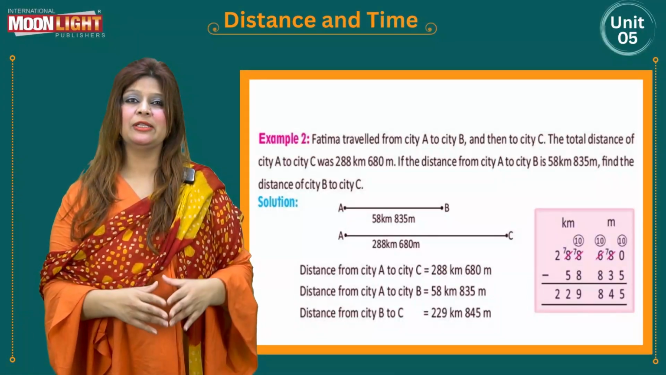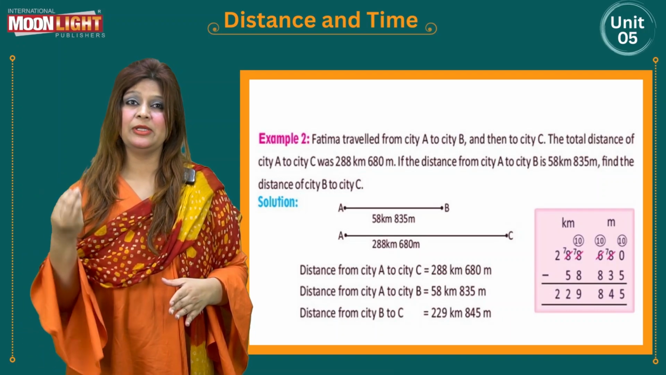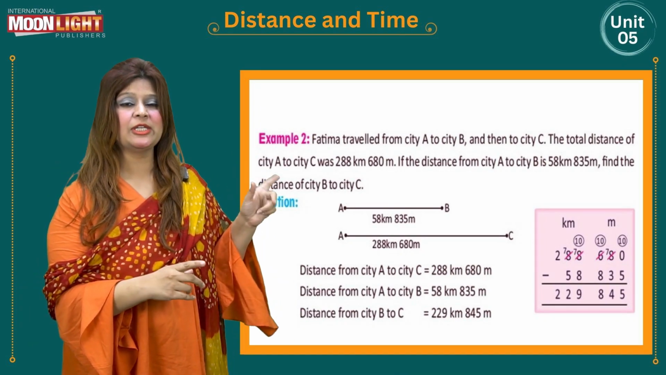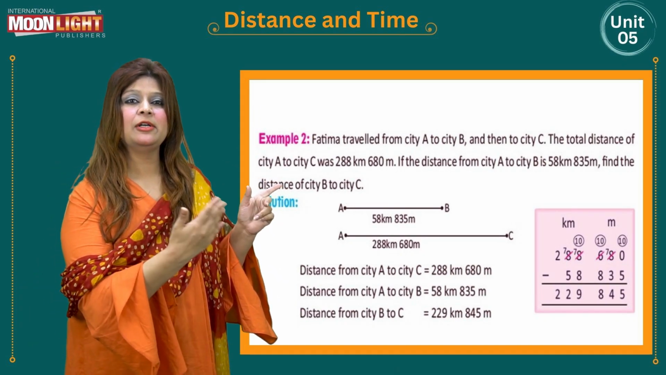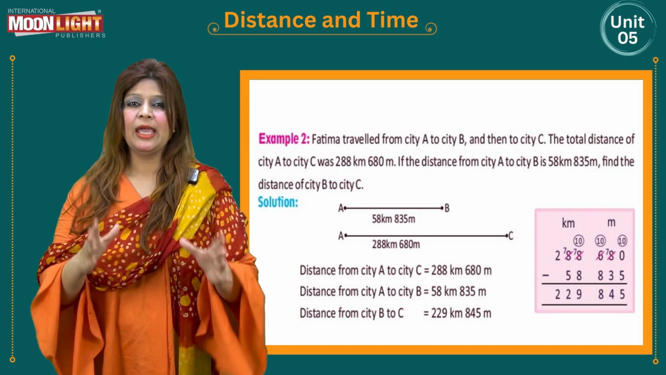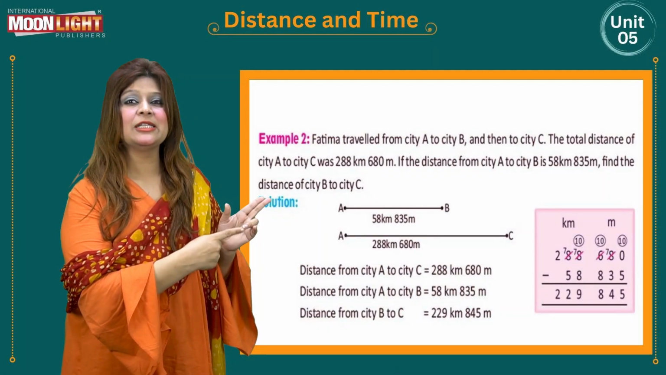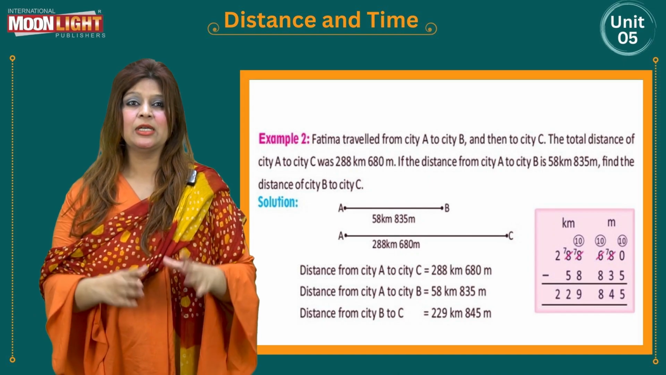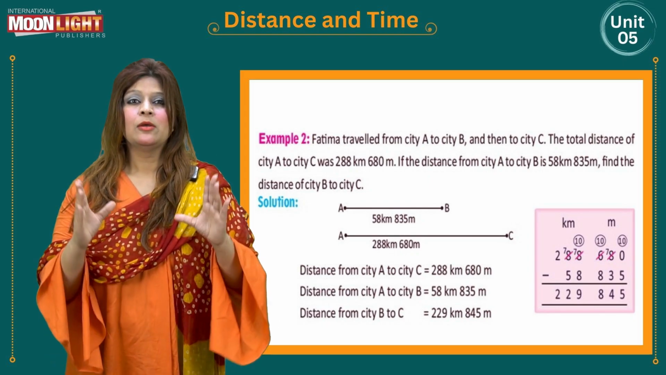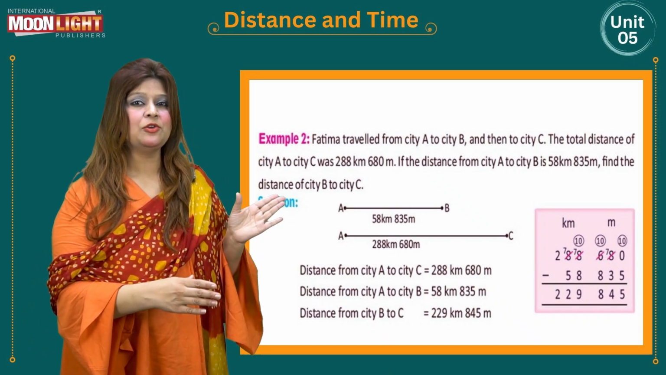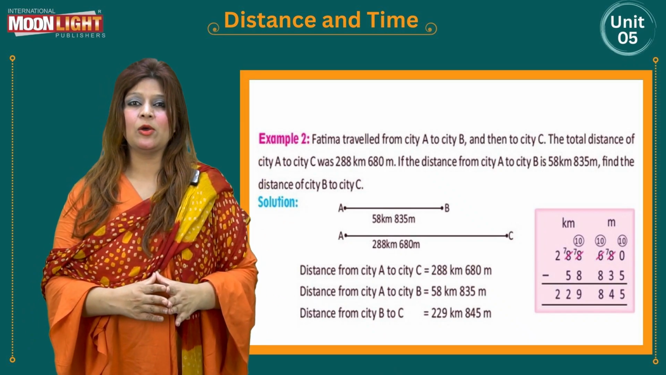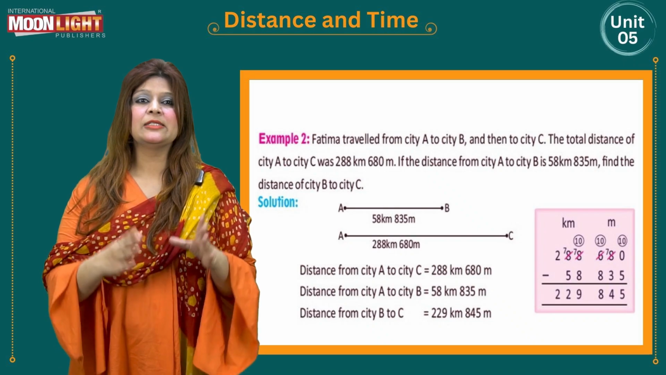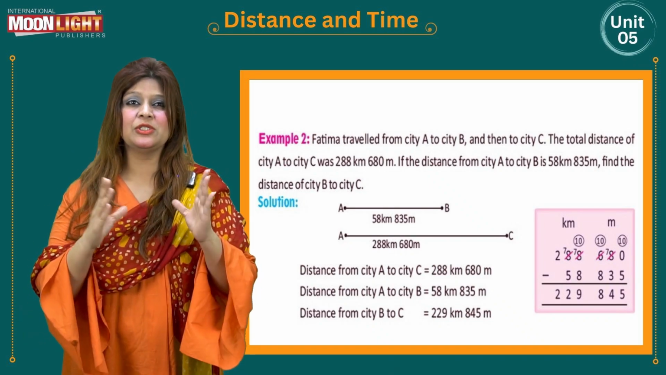So right now for doing the second example, this second example will be of subtraction, and I'm going to tell you how it will be of subtraction. So for that sake, you just check the statement out. Fatima traveled from city A to city B and then to city C finally. The total distance from city A to city C was 288 kilometer 680 meters. If the distance from city A to city B is 58 kilometers 835 meters, find the distance of city B to city C.